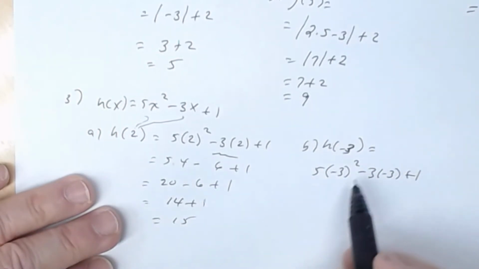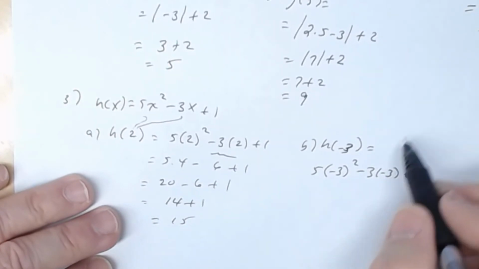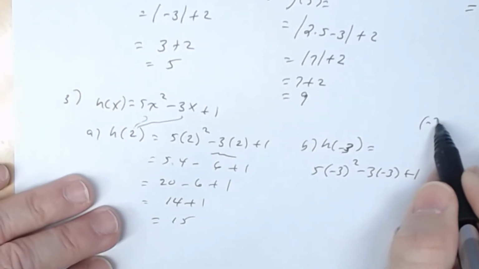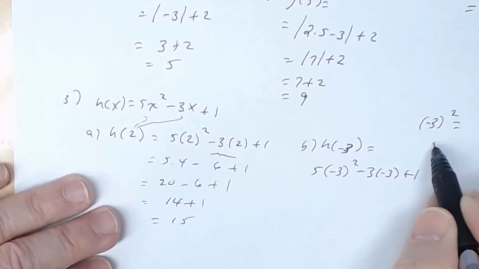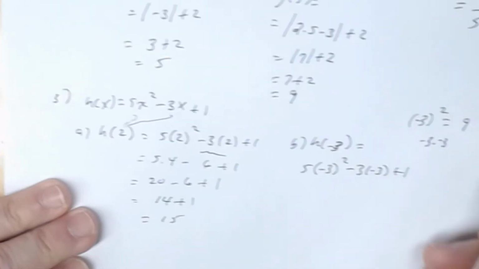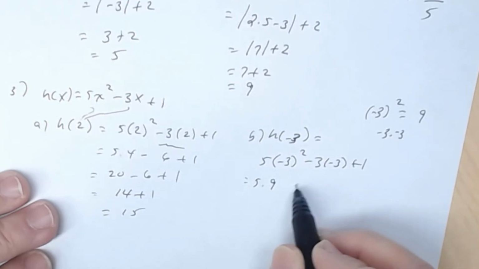Now, a mistake people make is they think that negative 3 squared is a negative 9. That's not true, because if you look at this, I have this in parentheses. And so negative 3 times itself, that's right here, means negative 3 times a negative 3, which is a positive 9. That's a positive 9. So that becomes 5 times 9. And then a negative 3 times a negative 3 is plus 9.